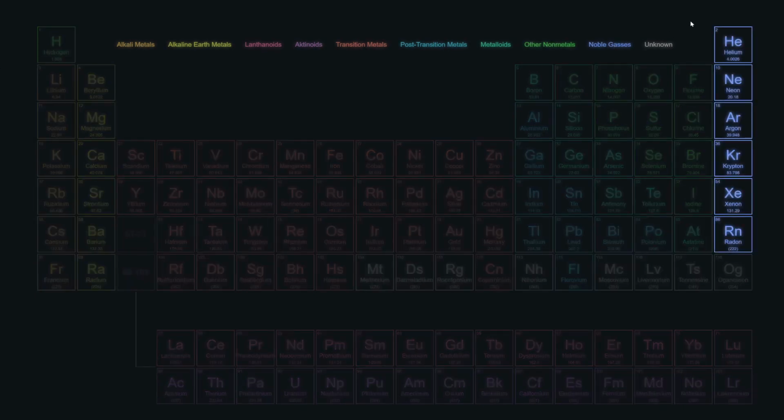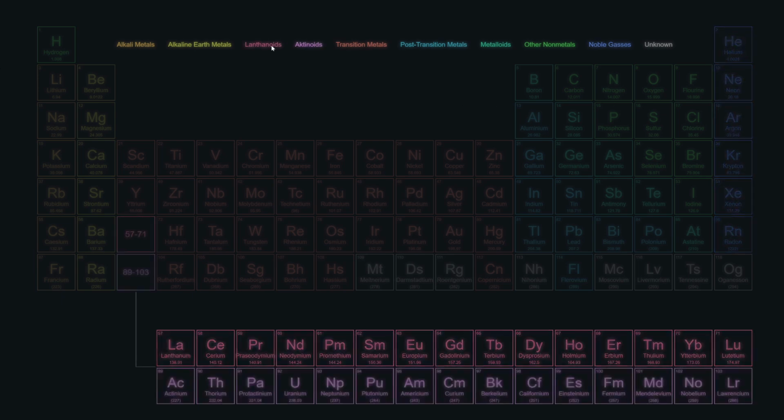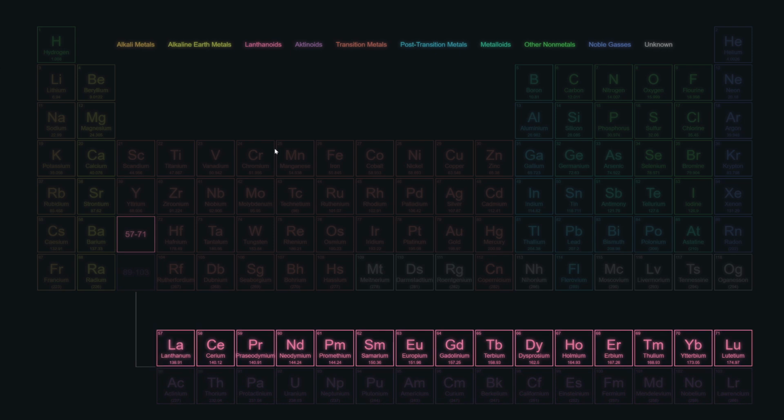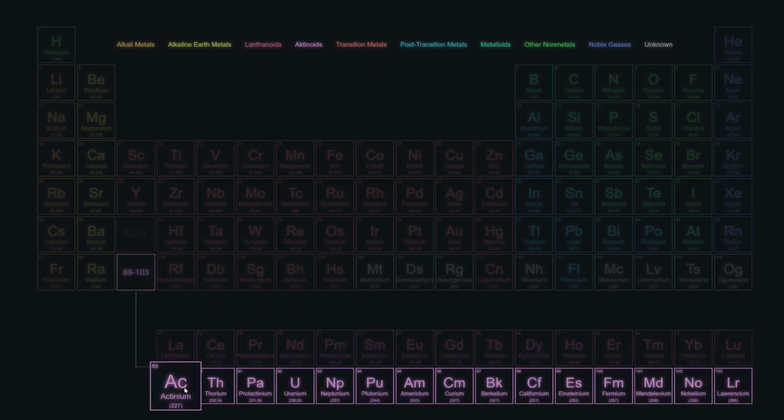Next up, we have the noble gases. The reason that these elements are known as the noble gases is because they're considered to be non-reactive, which granted them the name noble gases. Then we have the lanthanoids and actinoids, and these two were named after the first element in their group. For example, the lanthanoids were named after lanthanum, and the actinoids were named after actinium.